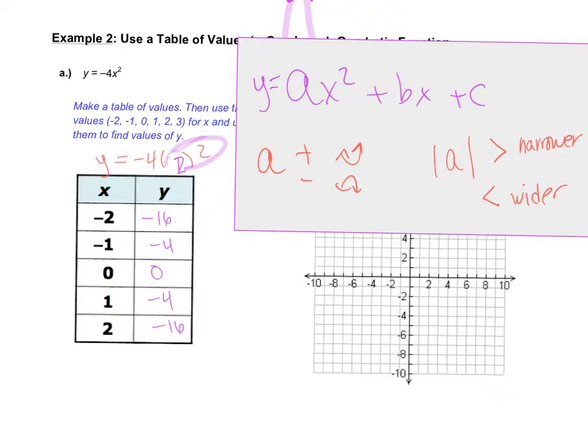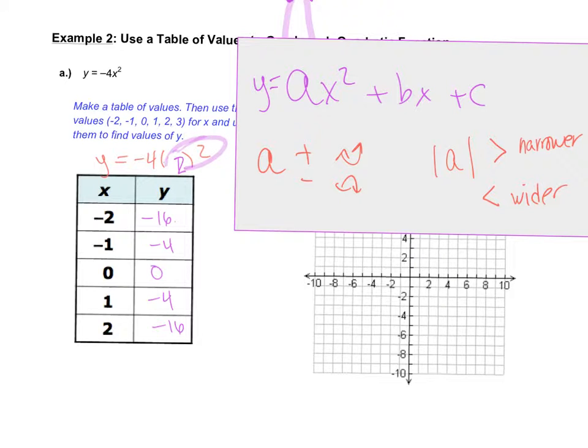So if you had, instead of negative 4, if you had negative 2, you know it would still open down, but because 2 is smaller than 4, it would actually be wider of a U. It would be a wider U. So if A was a fraction, you know that it's a very wide U, as opposed to a whole number.